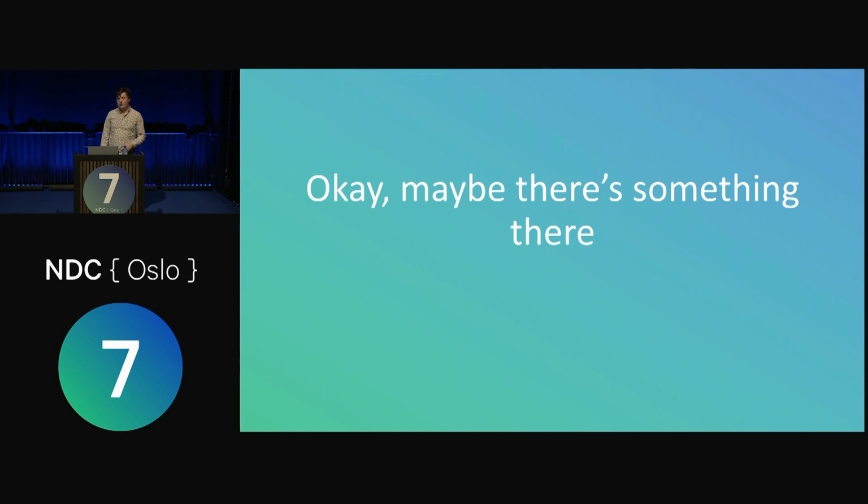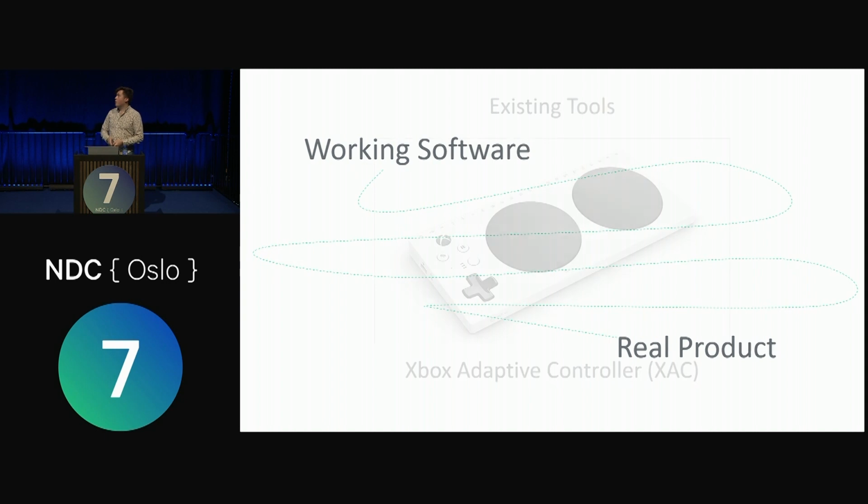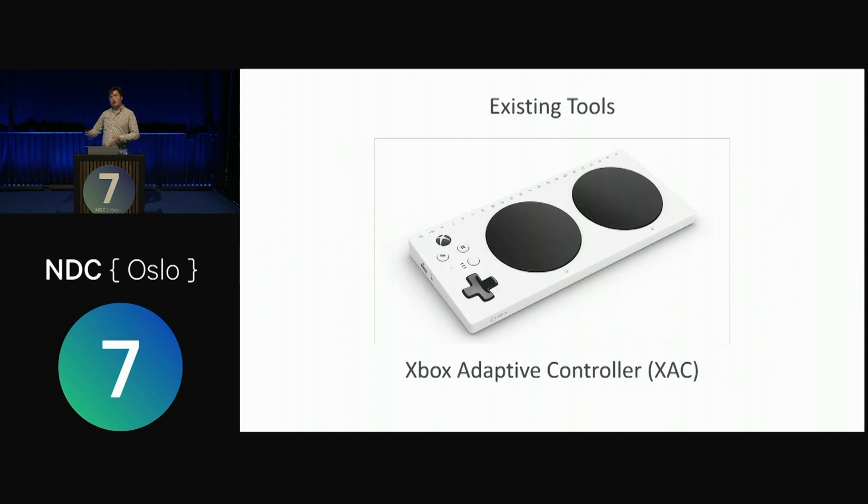So now we need to go from this concept of working software to a real product. And this is what I do a lot. I work in product development. So I wanted to take a look at what other people are really using, what's out there. The most popular thing for adaptive gaming specifically, although it's used all over the place, is this tool called the Xbox Adaptive Controller. Anyone heard of this before? Anyone used it before? It's amazing, really.